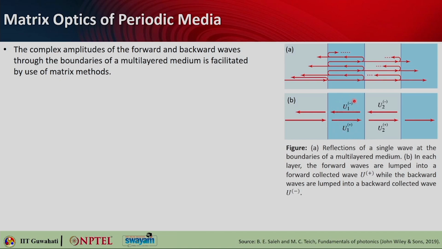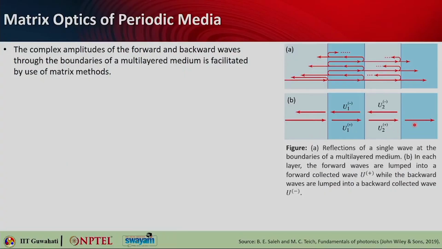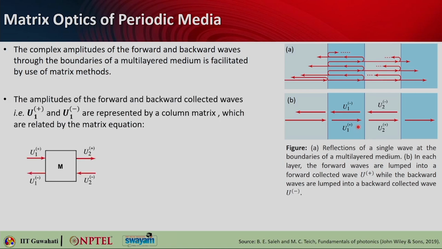So when you are in, say, medium 1, all the forward moving waves can be summed up together, that can be called U1 plus, and all the backward propagating waves, meaning all these reflections, can be collected together, and you can call them U1 minus. Same in layer 2, you can have U2 plus and U2 minus. Here, this is the incident medium and this is the final transmitted medium. These are the two layers that form this multi-layered system in this case.